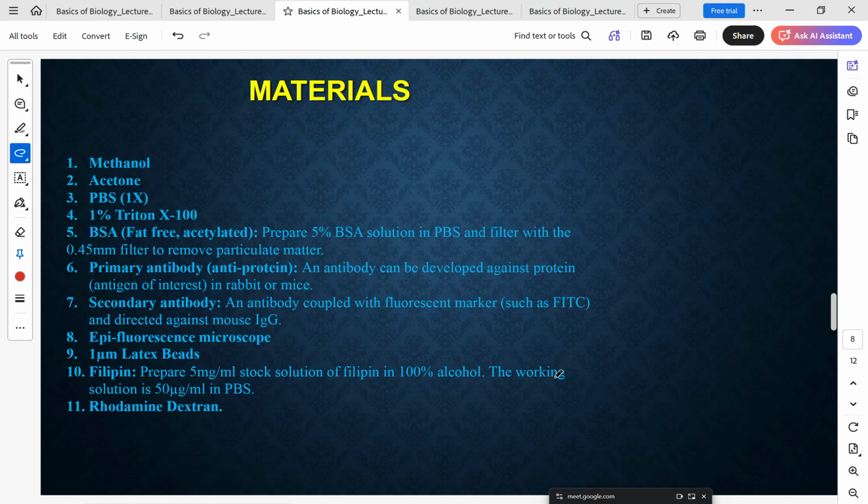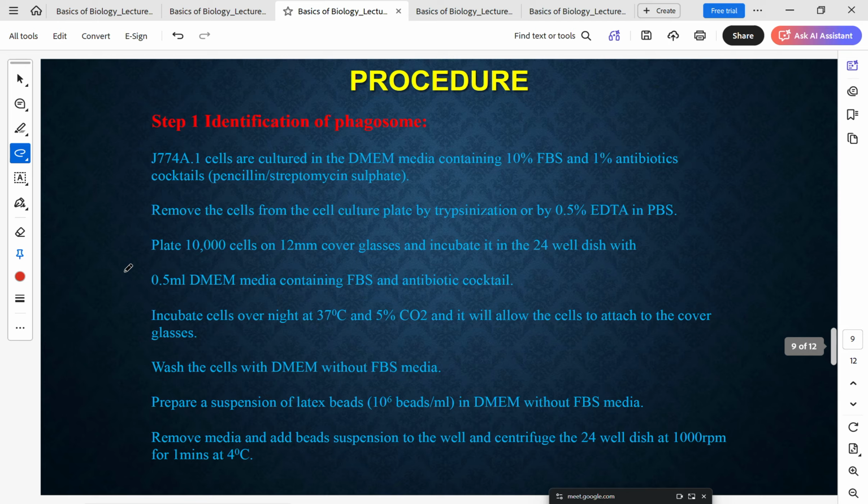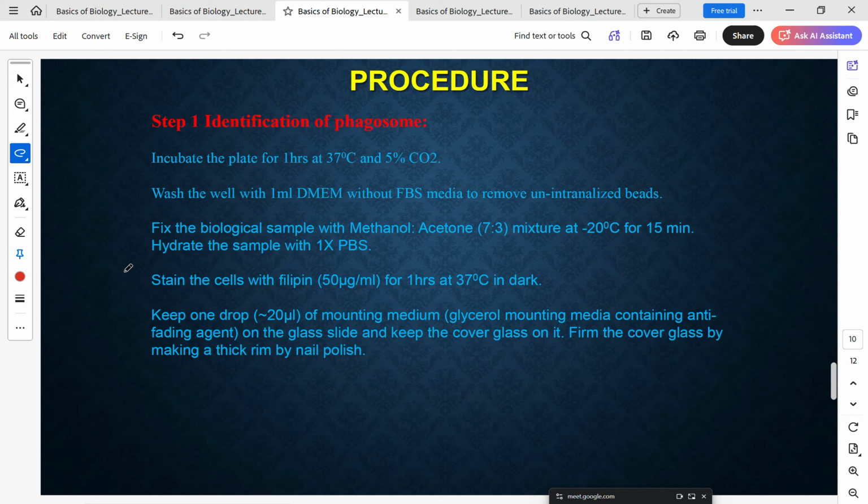If you want to see formation of the phagolysosome, into the procedure that we did for observing phagocytosis, you add an extra step of rhodamine dextran. And if you want to observe it against a specific antigen, then you can use a primary antibody against that particular protein. So again, you culture the cells, you treat them with latex beads, then you fix them. All of this is the same. However, at one point, you add the Filipin and everything.